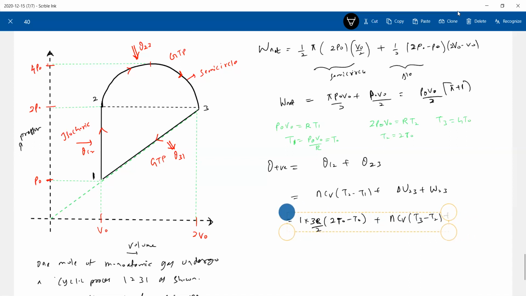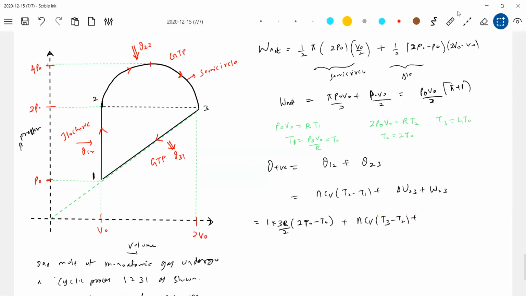How to get W23? It's a big headache. Semicircle plus rectangle. Okay, semicircle plus rectangle. So let me go for it. W23, semicircle, we know it. How much? Pi P naught V naught by 2, plus next again the rectangle, 2 P naught V naught. Hope everyone is able to get.